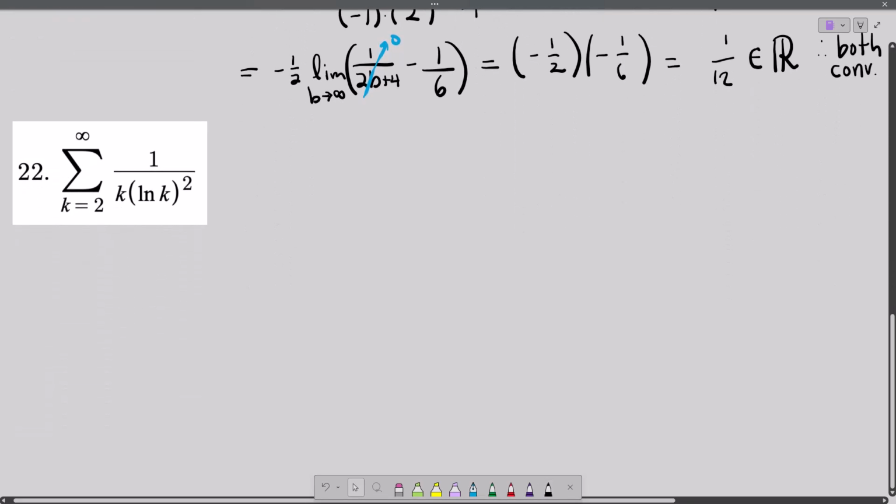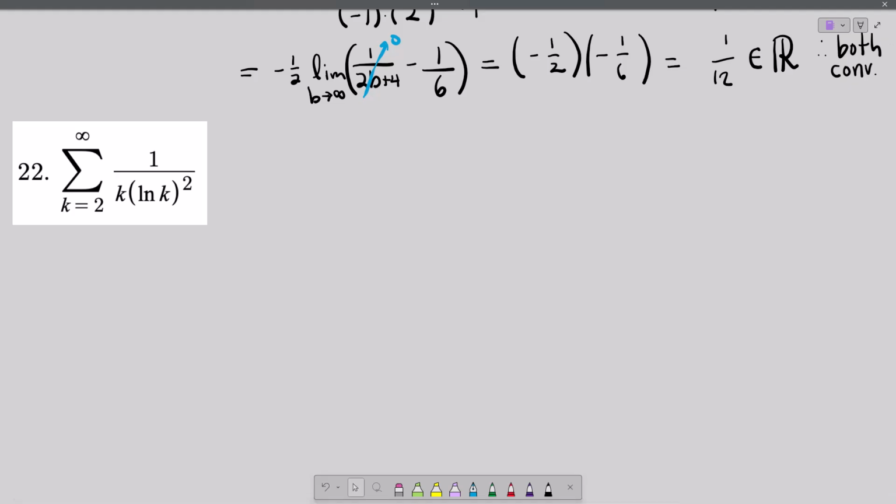Let's try another one here. So we look at this thing, not geometric, not telescoping, divergence test is inconclusive because the limit of that is 0. The denominator is growing without bound, numerator is constant, so we're in the same boat we just were in.